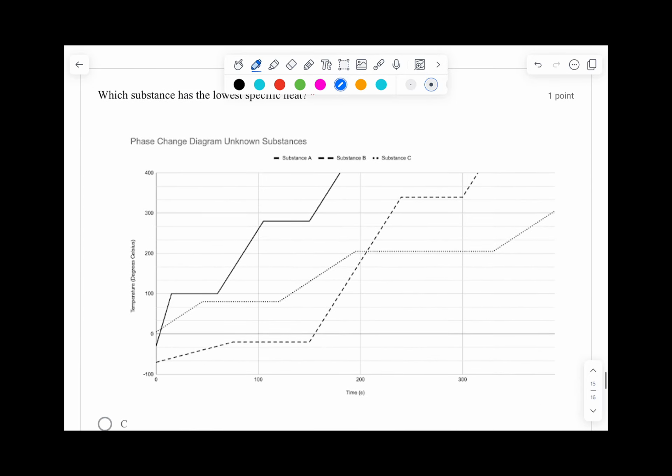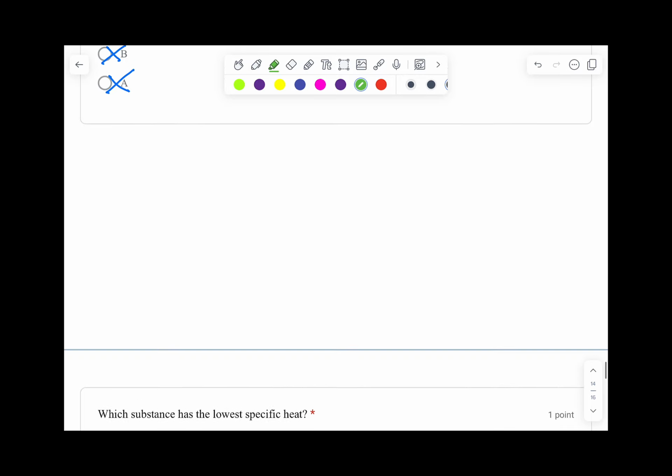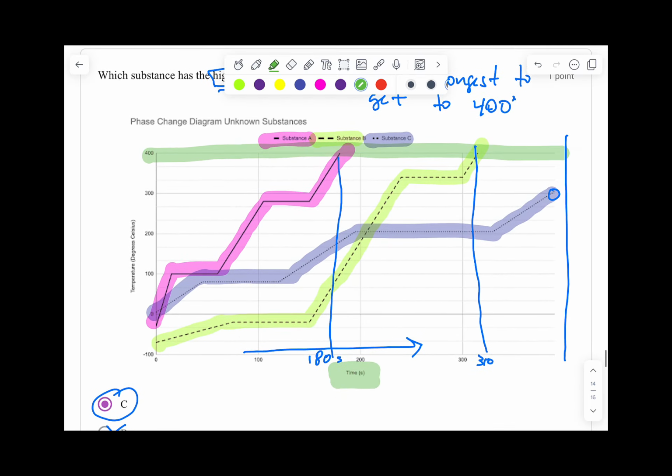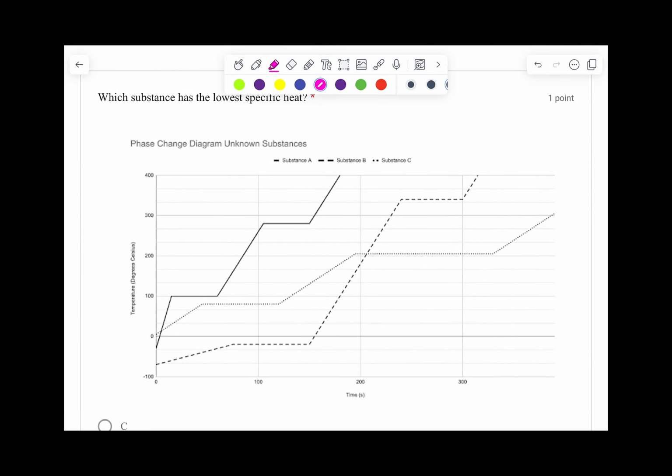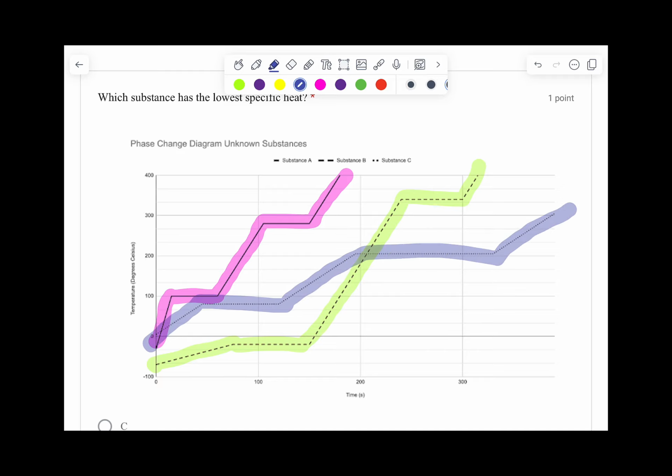All right, next question. And again, let's go ahead and color these. What did I do for those? Pink, green, and purple. All right. Pink, green. Oops, I did that wrong. Green. Purple. I guess it was kind of more of a blue than a purple. All right, so there they are again, A, B, and C.